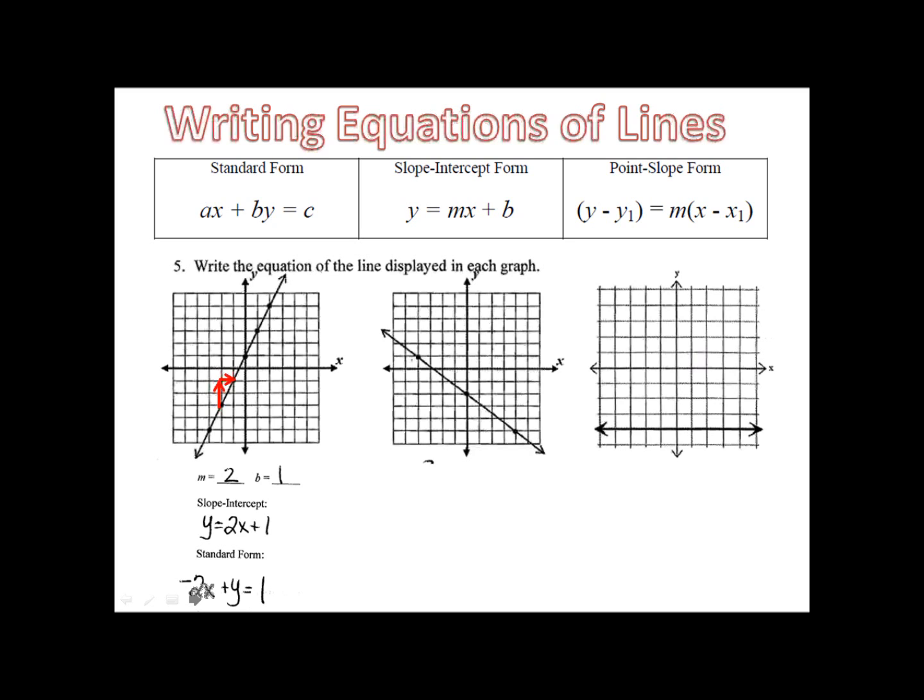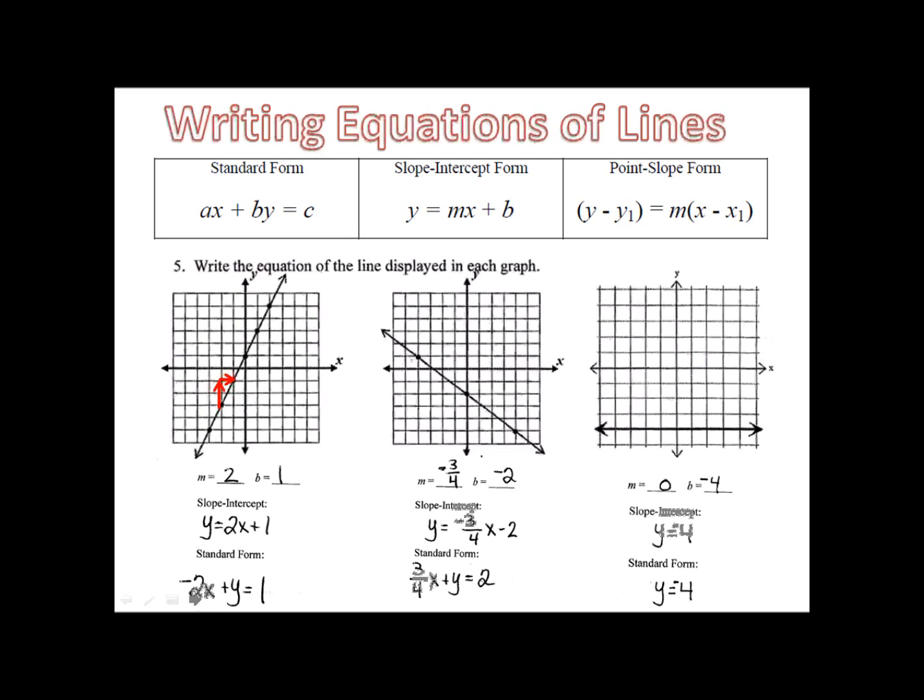Let's see how you did. On the second one, we have a y-intercept of negative 2 and a slope of negative 3/4, down 3, right 4. Therefore, my equation, y equals negative 3/4 x minus 2. If I write it in standard form, I have 3/4 x plus y equals negative 2. Next up, we have a slope of 0. We have a horizontal line, y equals negative 4.